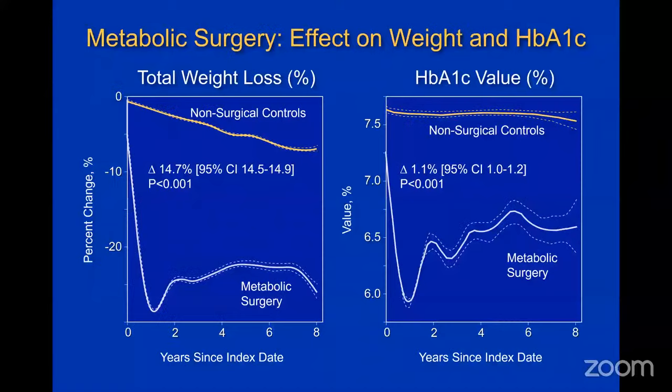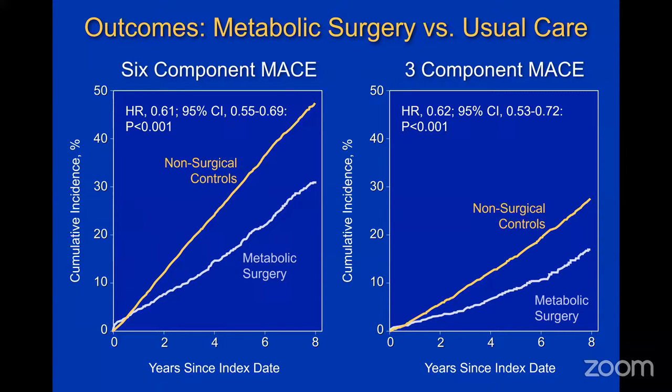We got a pretty robust weight loss, around 20%. And as you would expect, a very nice reduction in hemoglobin A1C. That's not a surprise. But here's what happened. We defined as the primary endpoint six component pieces, and I want to show all the components. And look, I do a lot of clinical trials.